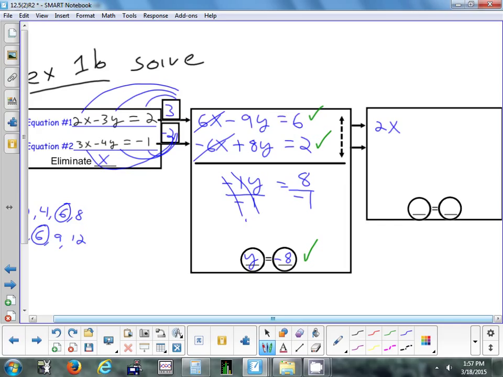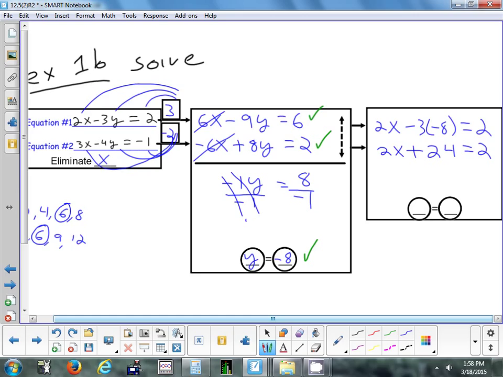So we get 2x minus... how about Travis, what comes next? 2x minus 3y, but what are we going to fill in for y? -8 equals 2. Okay, Ben, what's -3 times -8? Positive. Good, positive 24.